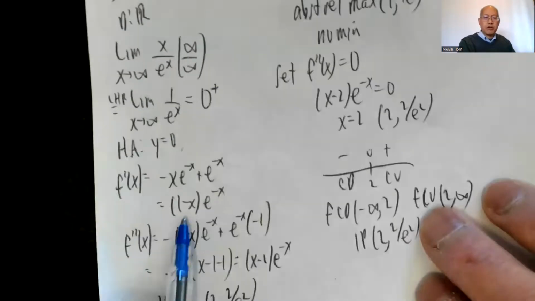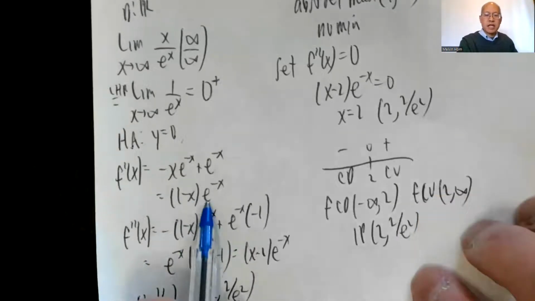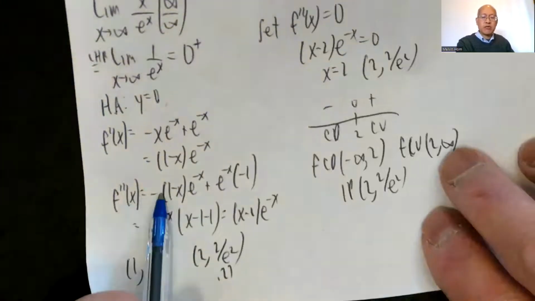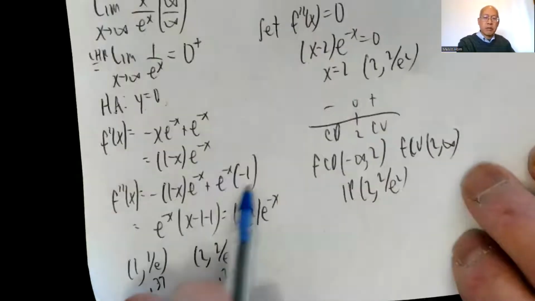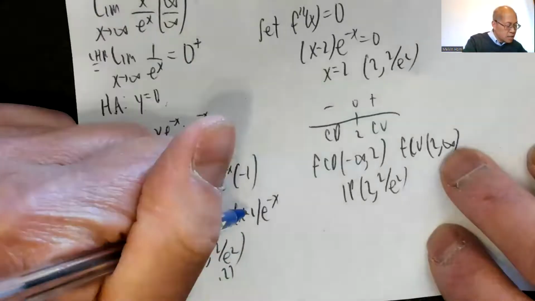f double prime: first times derivative of the second, (1 minus x) times negative e to the negative x, plus the second, e to the negative x, times the derivative of the first, which is negative 1. The opposite of 1 minus x is x minus 1, factoring out an e to the negative x. So I get (x minus 2) e to the negative x.